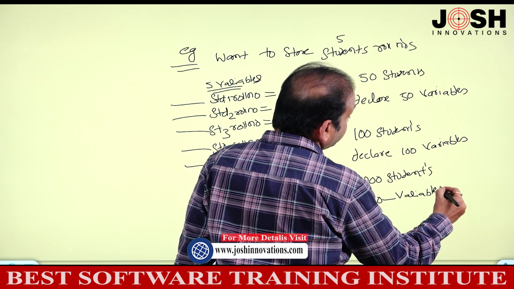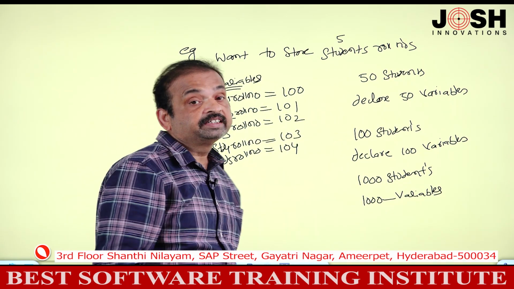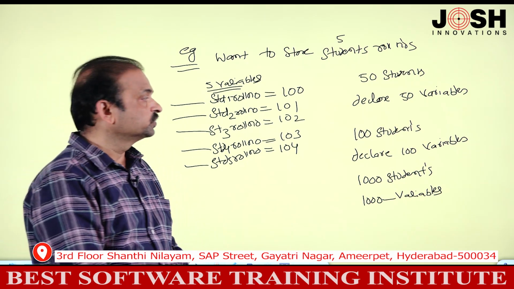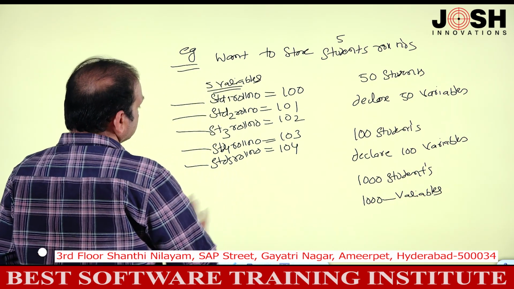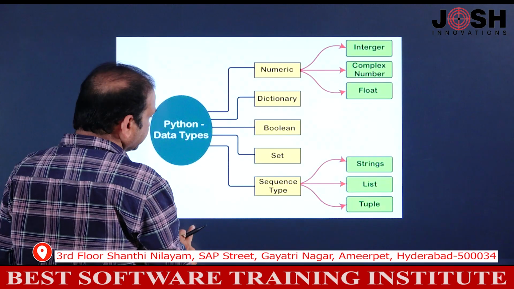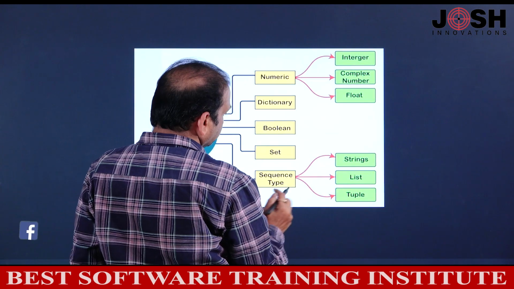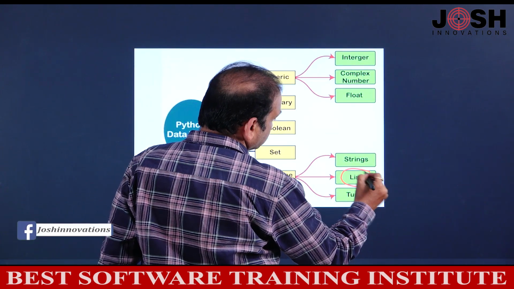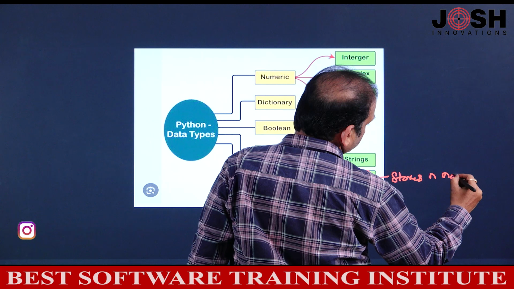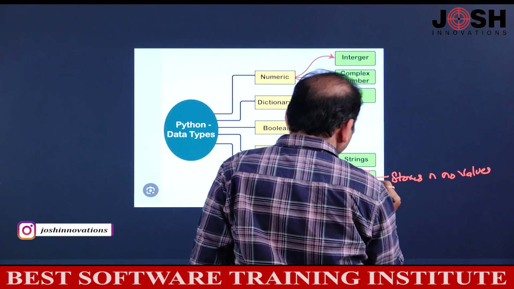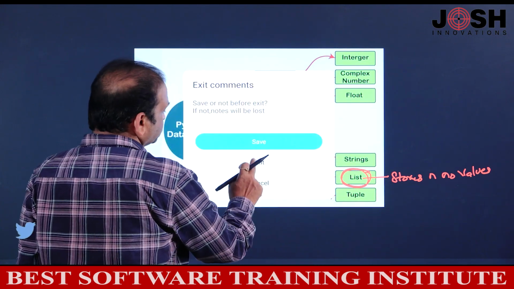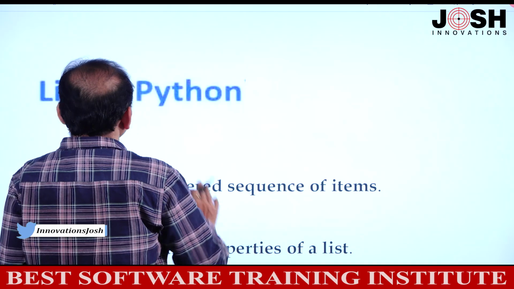Now my program will be very lengthy. If I declare 1000 variables, my program will be very lengthy and very confusing. So what is the solution for this? The solution is, there is one data type in Python. The data type is list. In list, we can store n number of values, thousands of values, in a single variable. So we will see what is list, what are the properties of list, how to create list, all these things we will discuss.